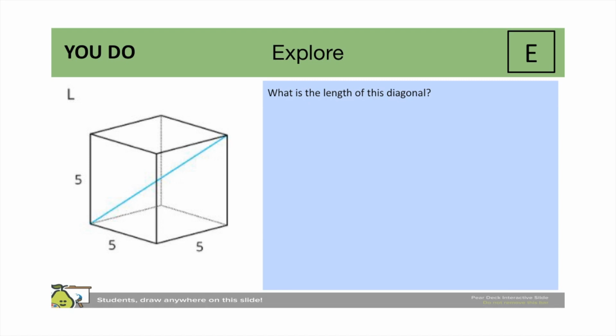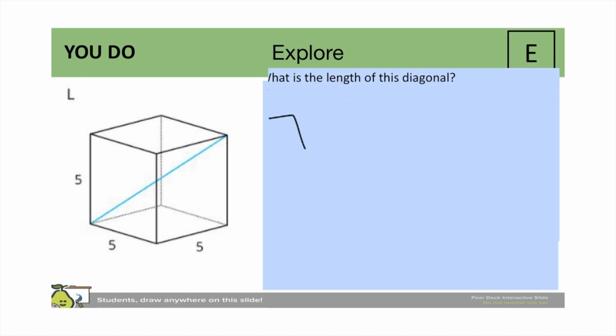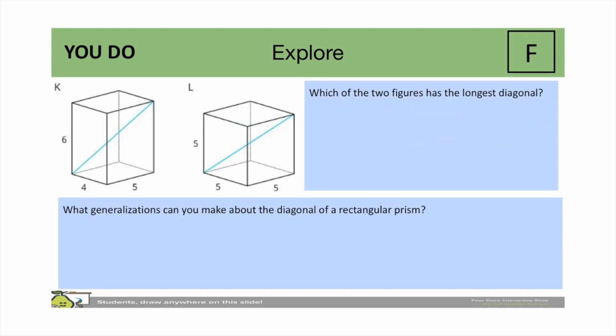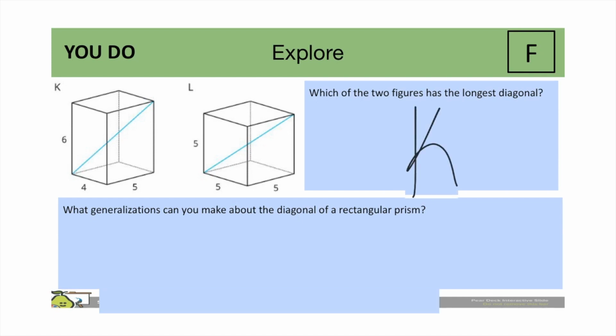If students use that ladder strategy from prism K in the you do, they should find that the length of the diagonal of prism L is the same thing as the square root of 5 squared plus 5 squared plus 5 squared. And that's going to get you the square root of 75. Students are going to now answer this slide as an additional you do, and so they should be able to say that prism K has the longer diagonal.